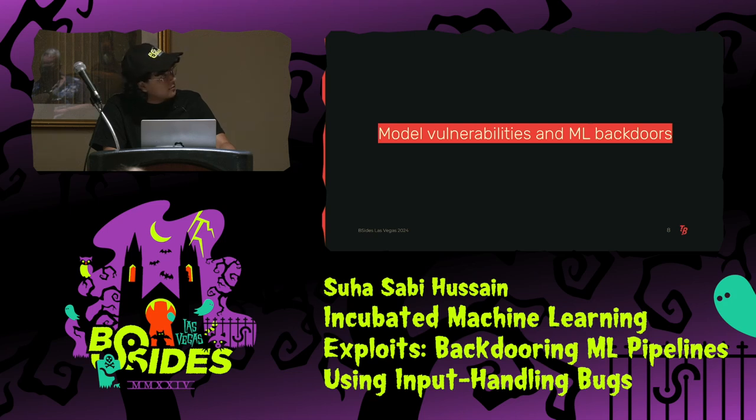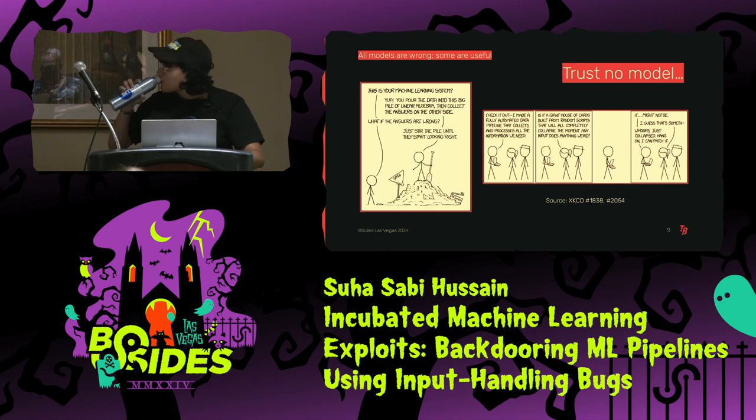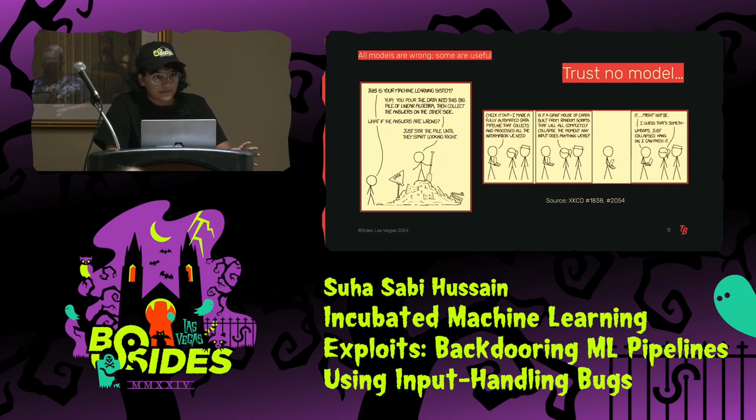What even is a model vulnerability or an ML backdoor? So super briefly, you can think of ML models like these squishy, flexible sequences of linear algebra operations that are trained on tons and tons of data. There's a popular saying, all models are wrong, but some are useful. It's just saying that these models aren't perfect. There are many different ways that models can mess up or get tripped up by something that might be unexpected to us. And that's the basis of these model vulnerabilities.